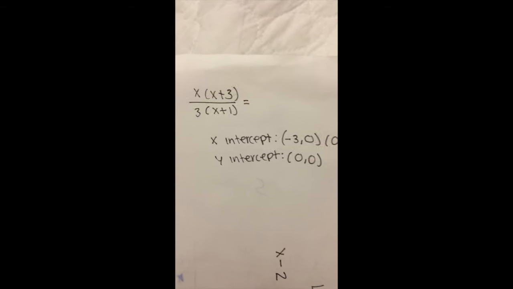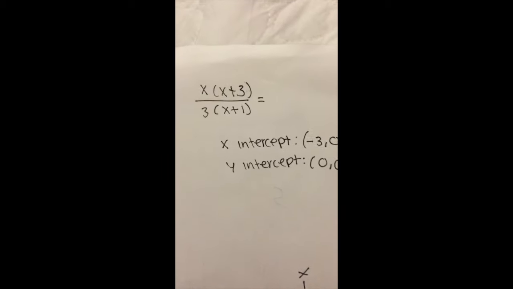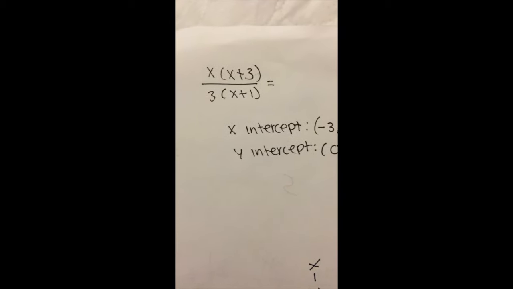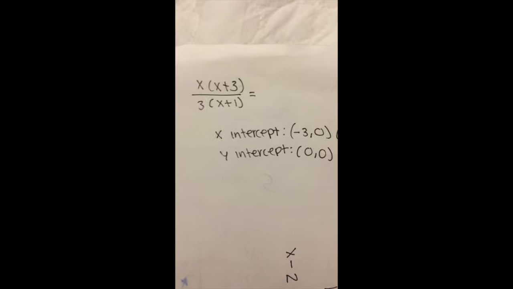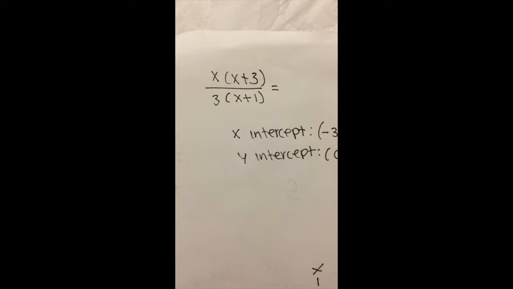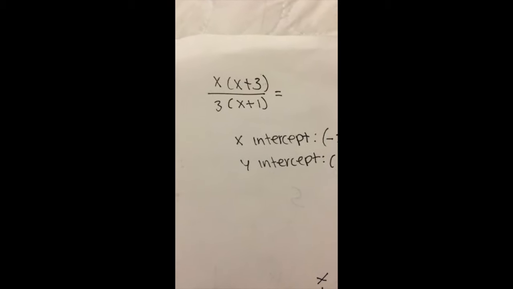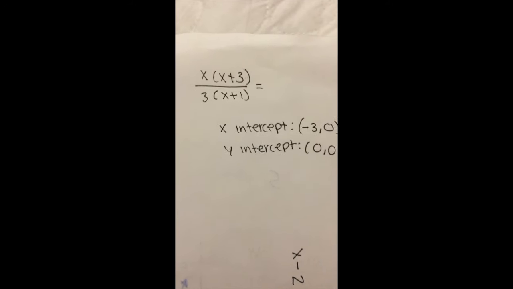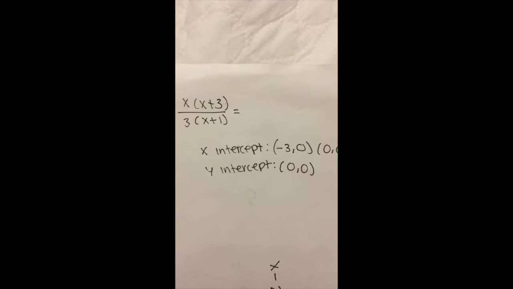So now that we have our vertical and slant asymptote, we have to get our x and y intercepts. For getting our y-intercept, you have to input 0 into the function, and you will get that the y-intercept is at 0, 0. Then, for getting the x-intercept, you have to factorize the numerator and equalize everything to 0. So you will get that the x-intercept is at minus 3, 0, and also at 0, 0.